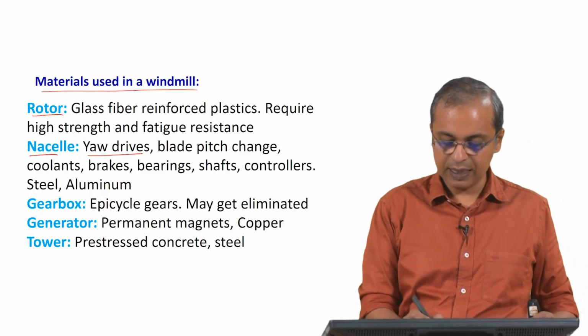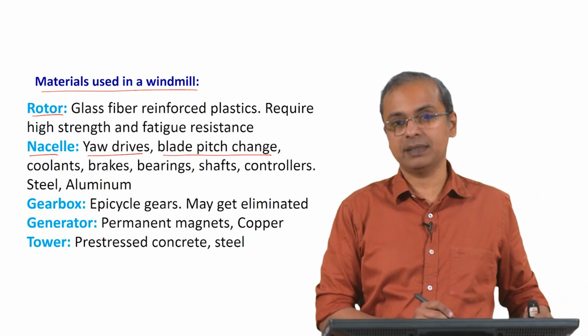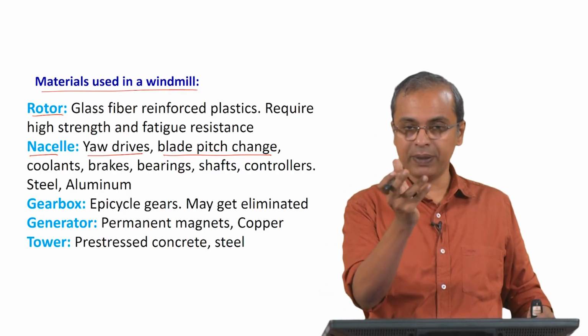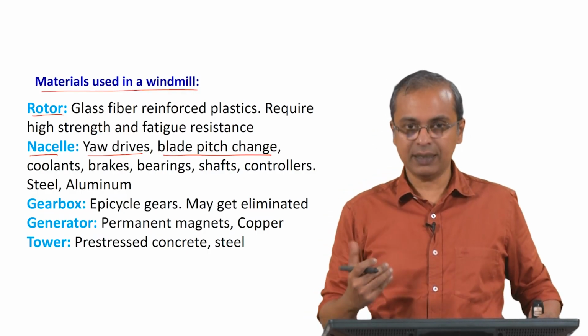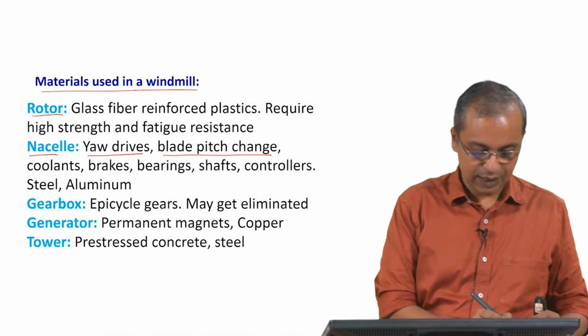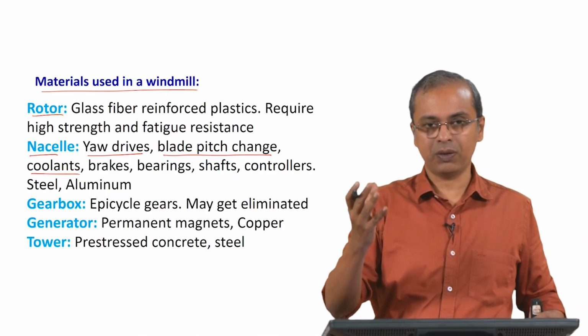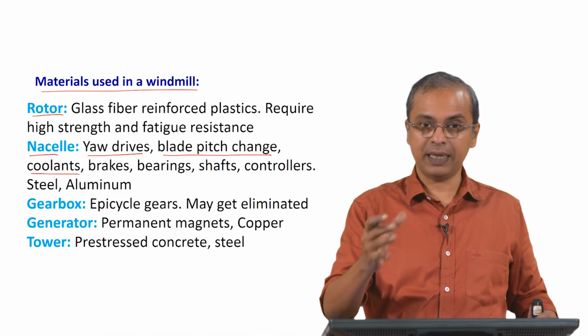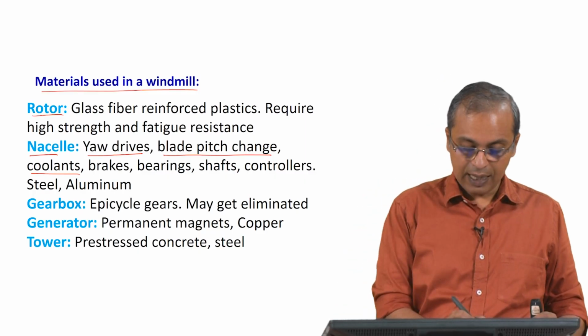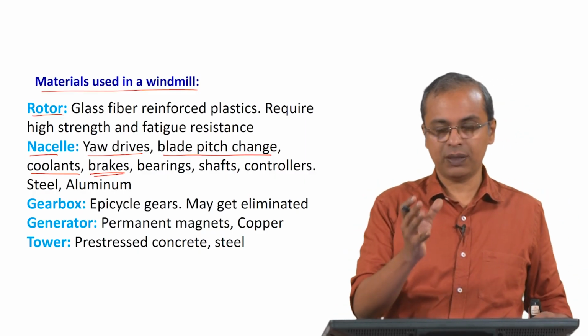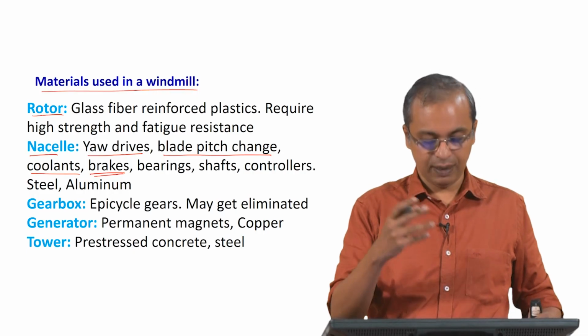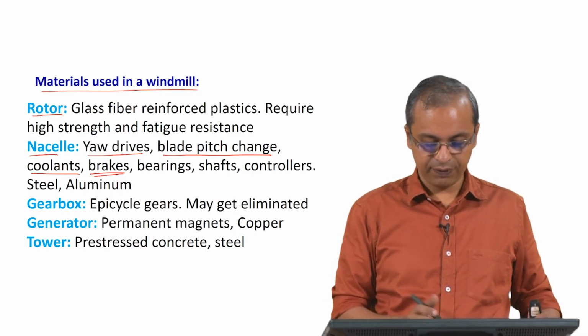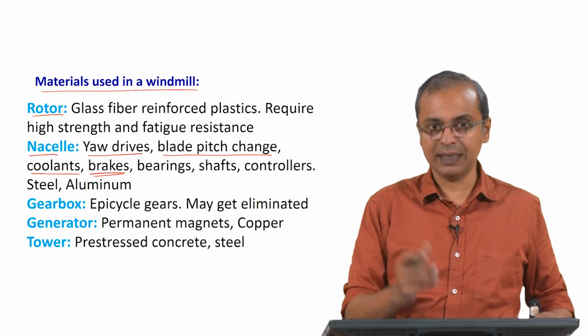It has the yaw drives, the blade pitch change mechanism. I told you that the hub is helping you change the pitch of the blade, but that mechanism will be housed somewhere in the nacelle. The coolants associated with the whole process; your generator may end up getting hot, so you need some coolants for it. A brake is required to slow down the windmill, or at least release the windmill.